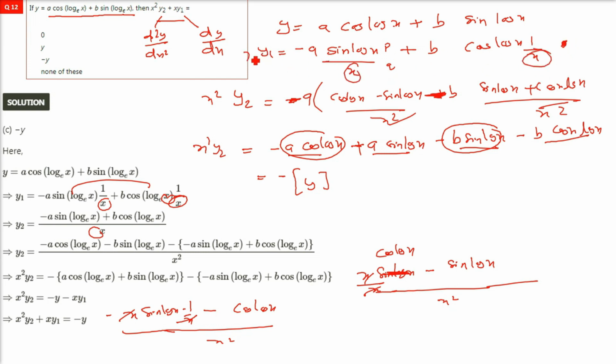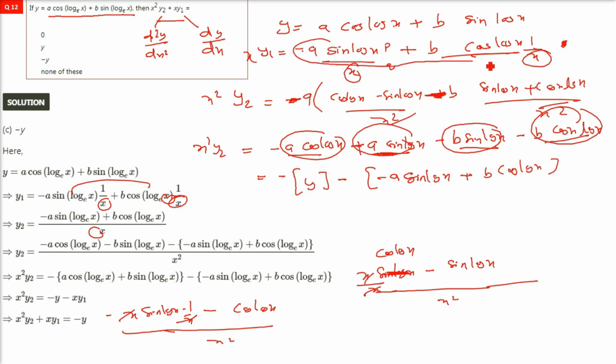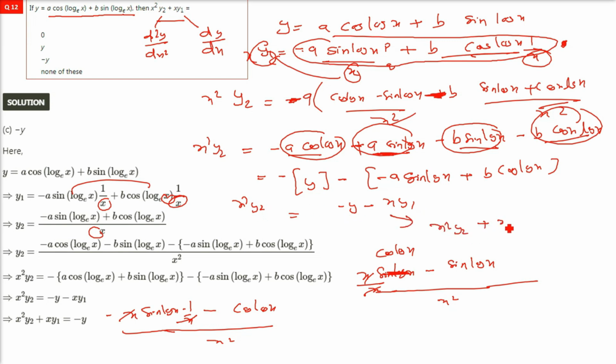So if you take a negative outside, and you already have this minus y term. So I am taking these two, I am taking negative outside. So inside this you will get minus a sin log x. Here you have plus b cos log x. And this is nothing but y1. This is the first differentiation. This is x into y1. So minus y minus x into y1 is equal to, on the left hand side we already have x square y2. So x square y2, and you take this x y1 on the left hand side, only negative y will remain on the right hand side. So x square y2 plus x y1 is equal to negative y. This is minus y. Answer is negative y.